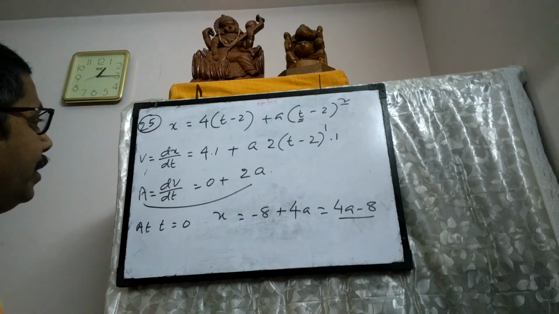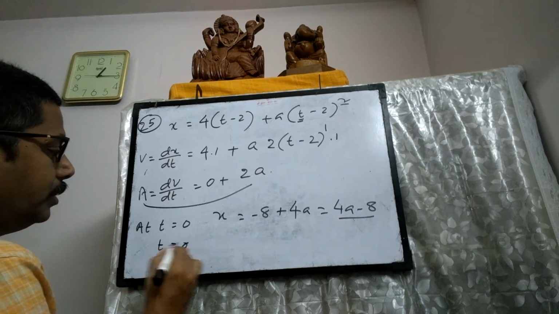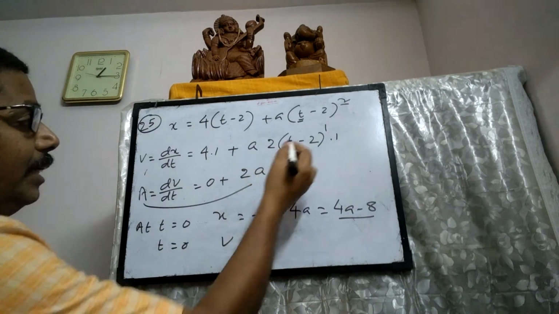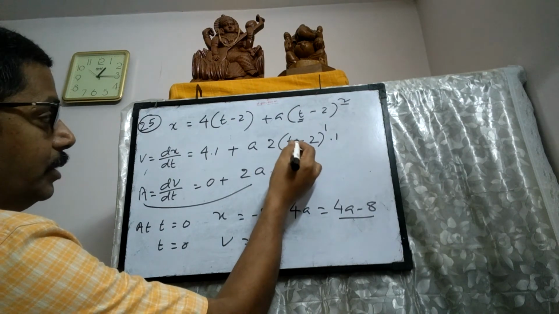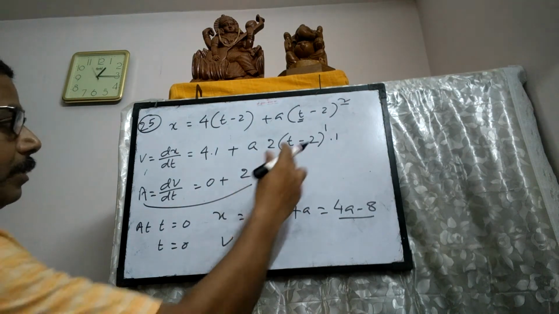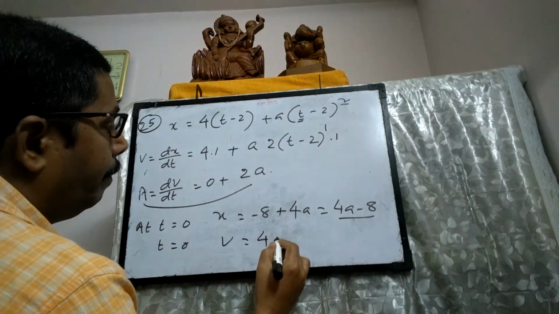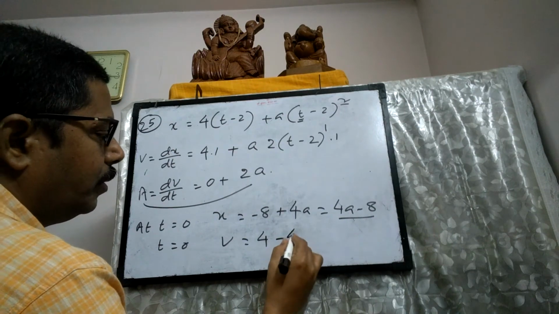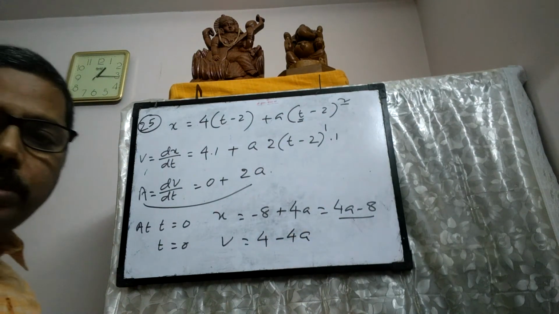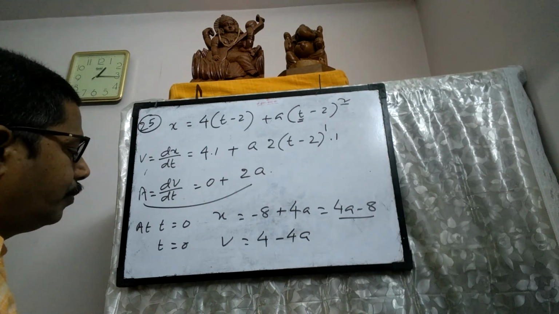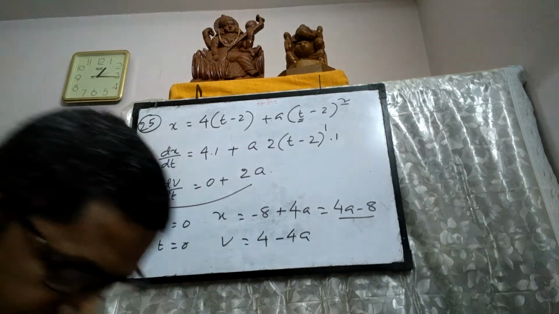Similarly, if you observe initial velocity at t is equal to 0, what is its velocity? If you substitute t is equal to 0, what will you get? You will get something like 4 minus 4a. So initial velocity is also not 0. Now let us see what are the options.